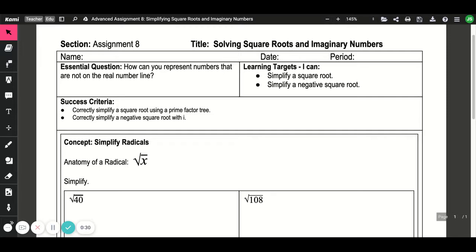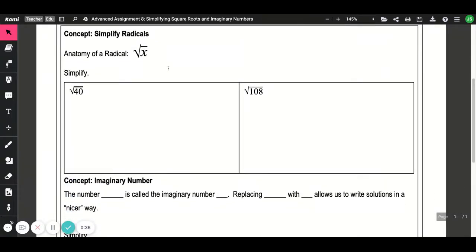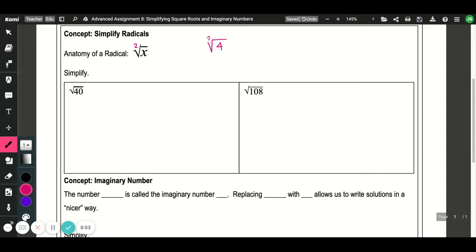Okay, so we're only simplifying square roots. Square roots mean that the number in the index right here is a 2. And that number tells you how many things you need to multiply to come out. So, for example, if it's square root of 4, that means what number do you multiply by itself 2 times to get 4? So square root of 4 equals 2 because 2 times 2 equals 4. Square root of 25.